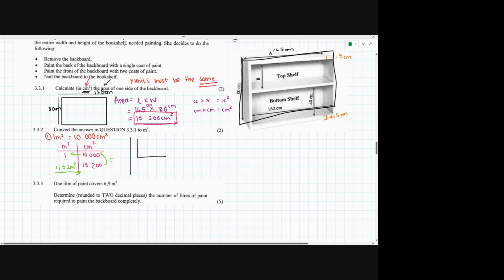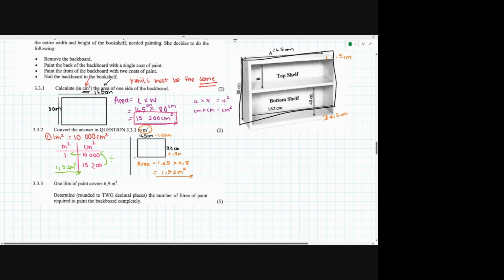I would go back to my rectangle that I'm working out the area of. We know this is 165 centimeters and this is 80 centimeters. And I would do exactly what I said to you in the first question. This question is asking me for an answer in meters squared. And so what I'm going to do is make sure that my units are in meters. 165 centimeters is 1,65 meters, and 80 centimeters is 0,8 meters. Just do the conversion, because now you can work out the area and say 1,65 times 0,8, and that will give you 1,32 meters squared.